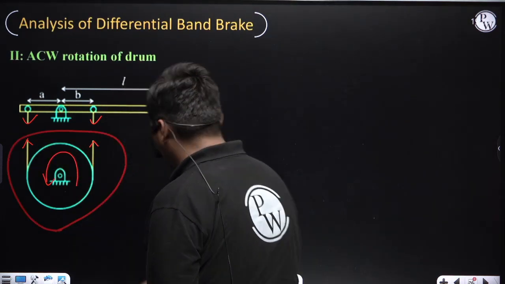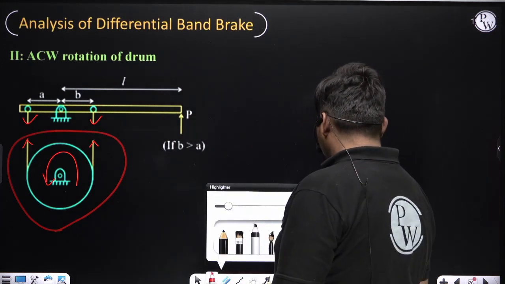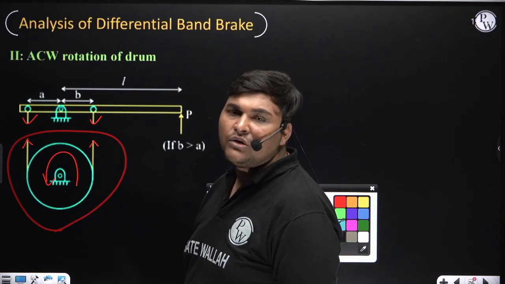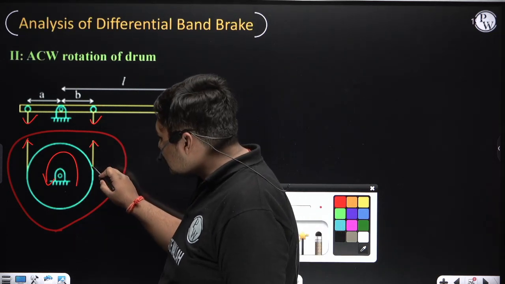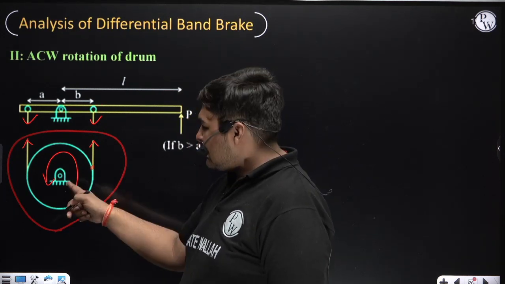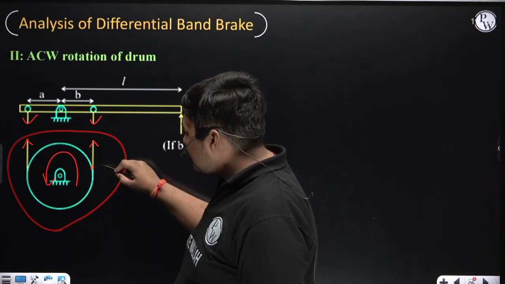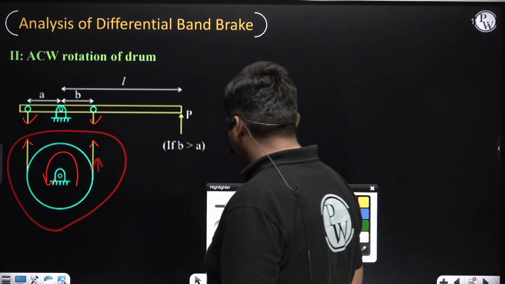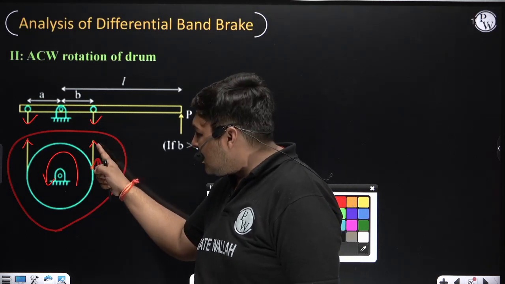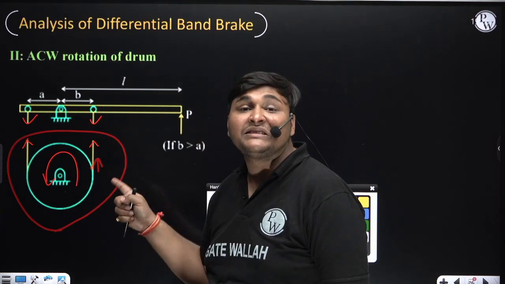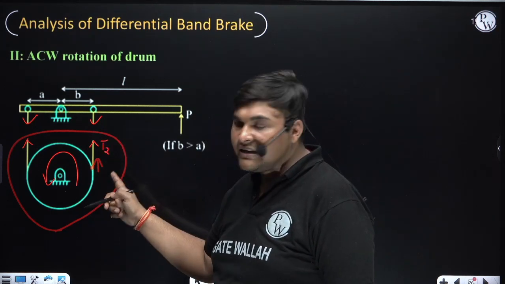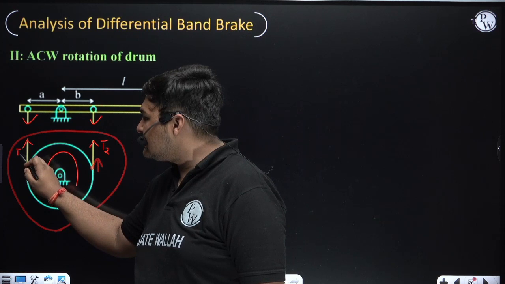For this we will focus on this part. First, suppose I am focusing on this tension, whether it is tight side tension or slack side. For that, this side band is attached with the drum at this location, so we will find the direction of velocity of this point. Since the drum is rotating anti-clockwise, the direction of velocity of this point will be this. Now the direction of tension and velocity is the same, means this side is the slack side, means the tension of this side will be T2, and since this is the slack side, the other side will be the tight side.